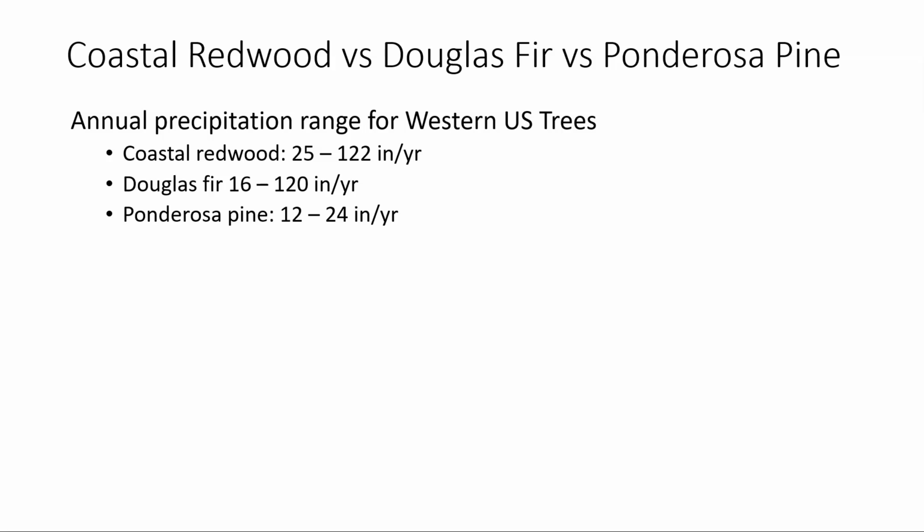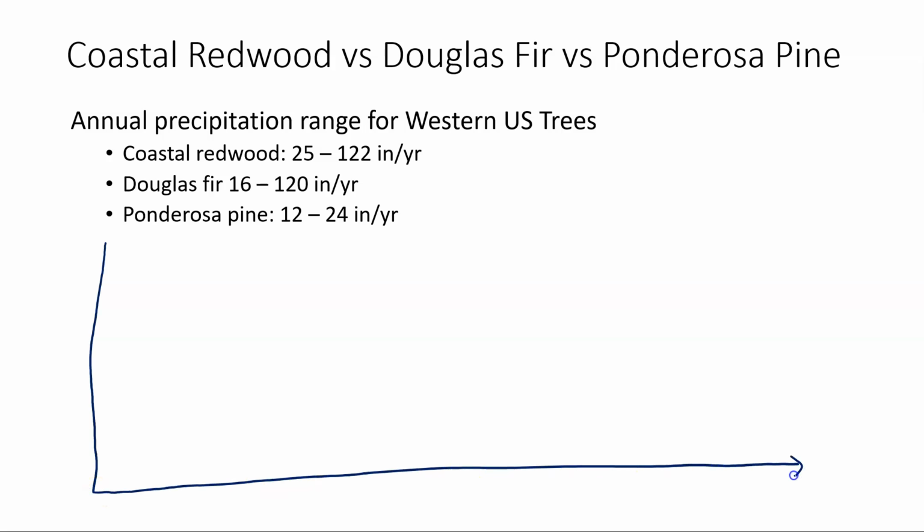If you live on the eastern side of the Sierras or the eastern side of the Cascades, the climate is very different versus the west side. So let's set up an ecological tolerance graph, in which our y-axis is going to be our abundance of individuals, and our x-axis is going to be precipitation.